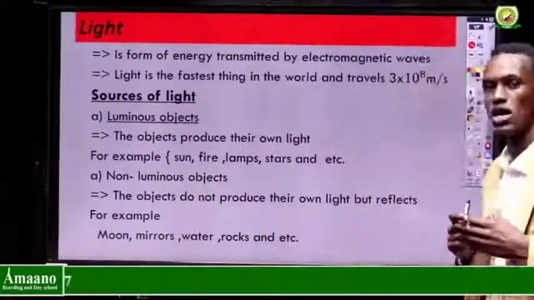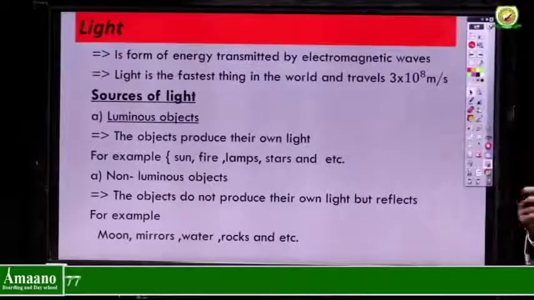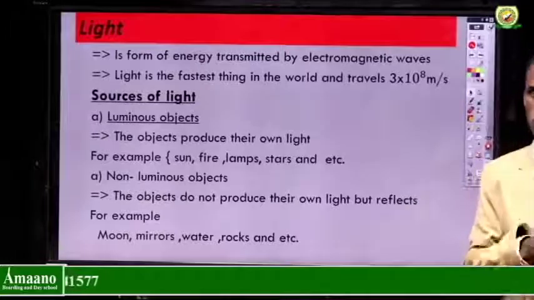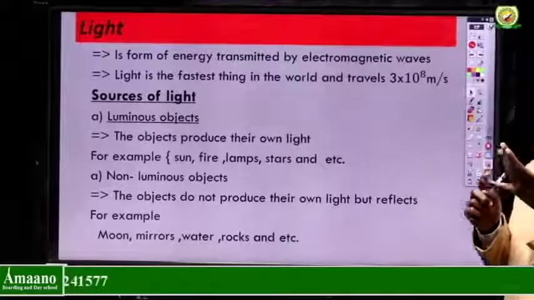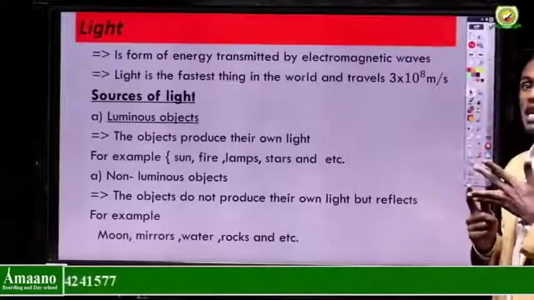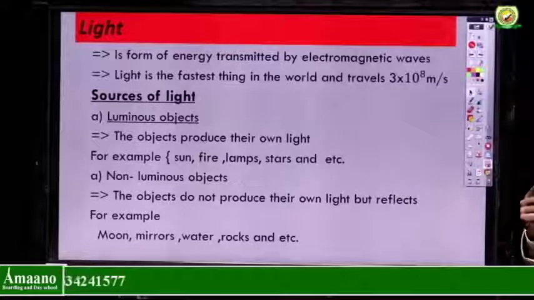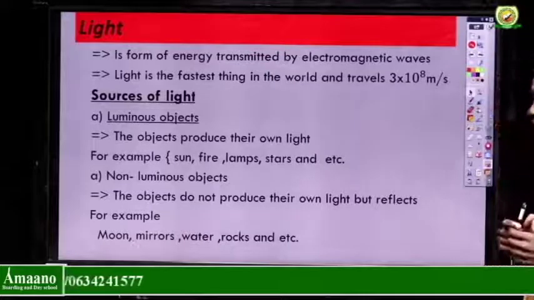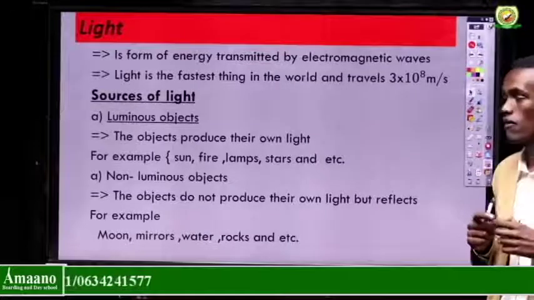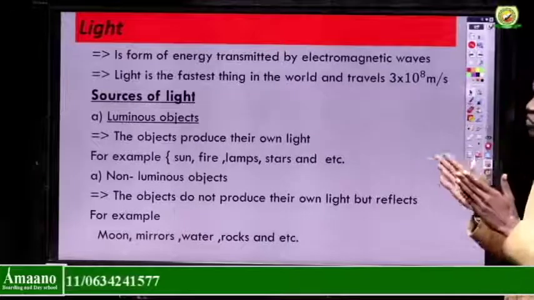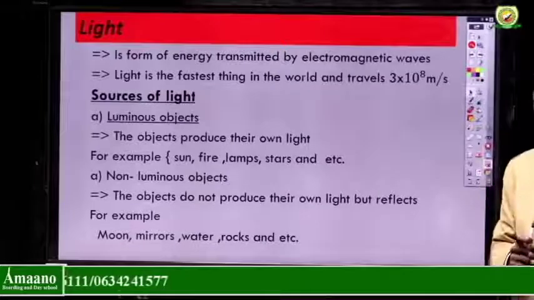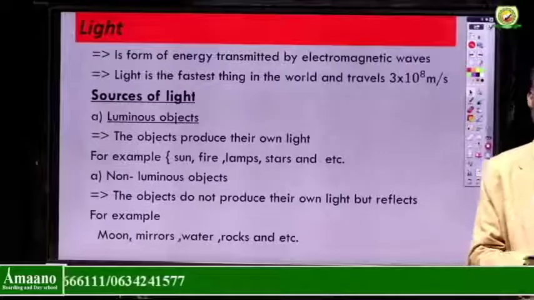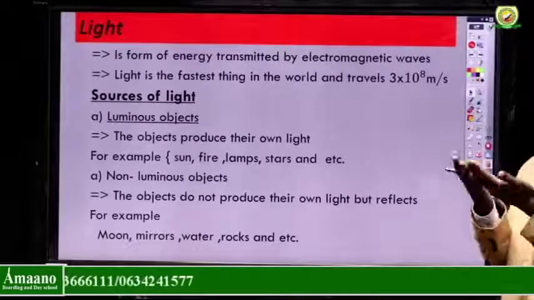In the previous lesson we talked about electromagnetic waves, the spectrum of electromagnetic waves according to their frequency. We talked about the first one, gamma rays, the second one, X-rays, the third one, ultraviolet, and the fourth one is visible light. So today we start visible light. Visible light is a part of electromagnetic waves that enables us to see something.